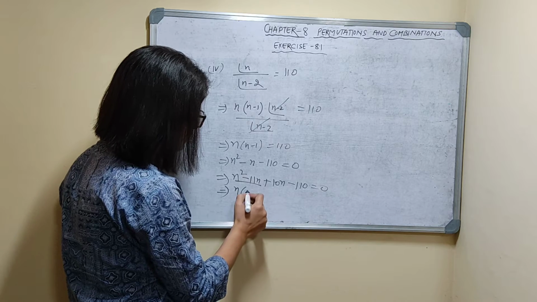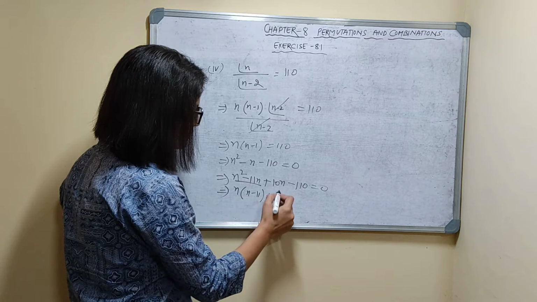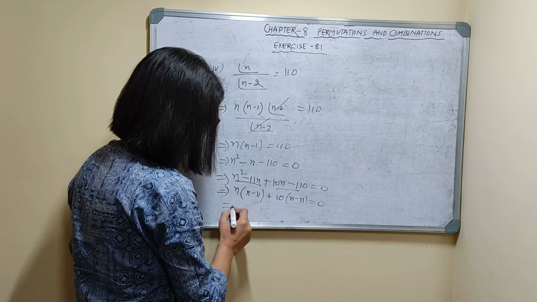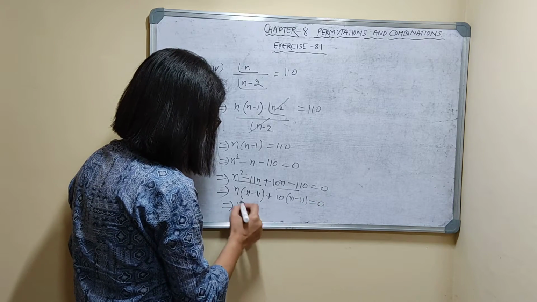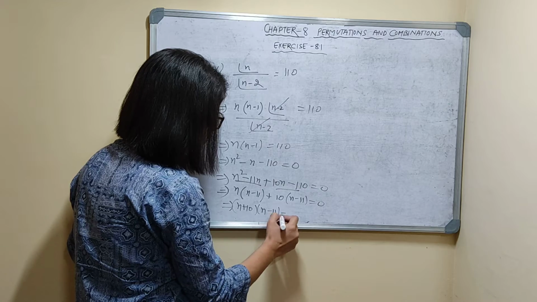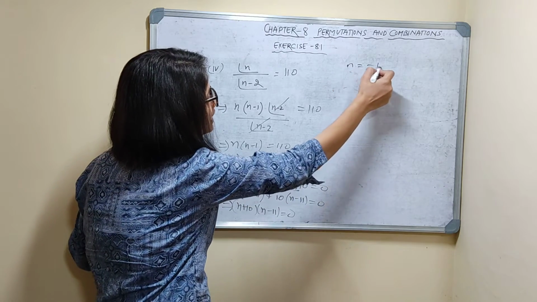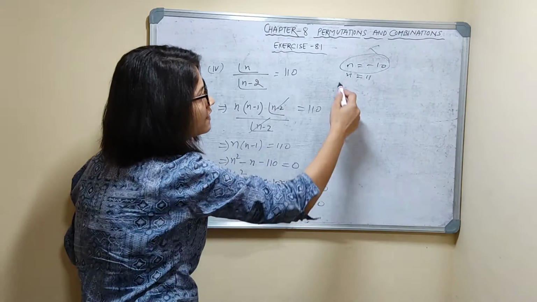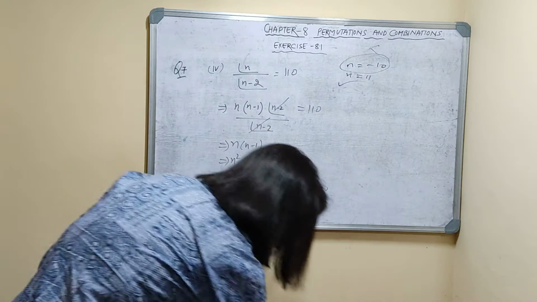n is common in this: n minus 11, plus here 10 is common, and minus 11 is equal to 0. So n plus 10 and n minus 11 is equal to 0. Two values you will get, n is equal to minus 10 and n is equal to 11. Minus 10 doesn't make sense, so the answer is n is equal to 11.